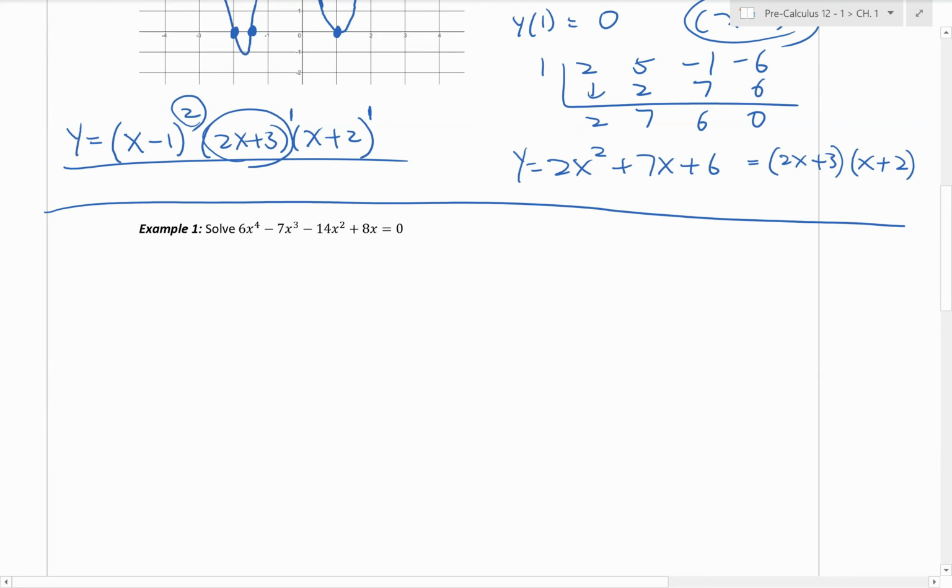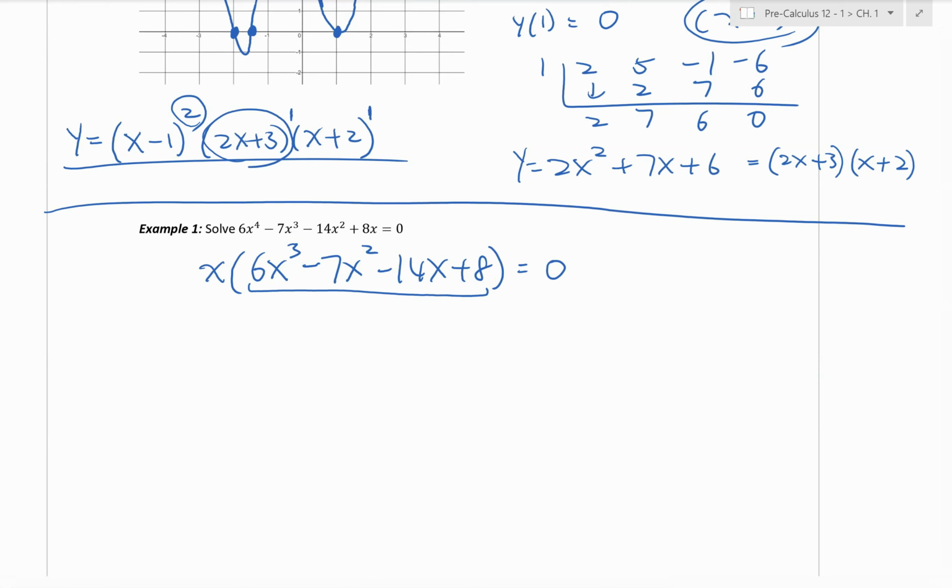Okay, so I'm assuming again you finished it. For this question, I can see that every single term has x in it, so I know right away I can factor out the x. So I get x times 6x cubed minus 7x squared minus 14x plus 8 equals 0. Now this is a cubic function, so again we need to use the rational root theorem. Let's see, does 1 work in this case? I guess 1 doesn't really work. How about 2? Does 2 work? 2 doesn't work either, hey?